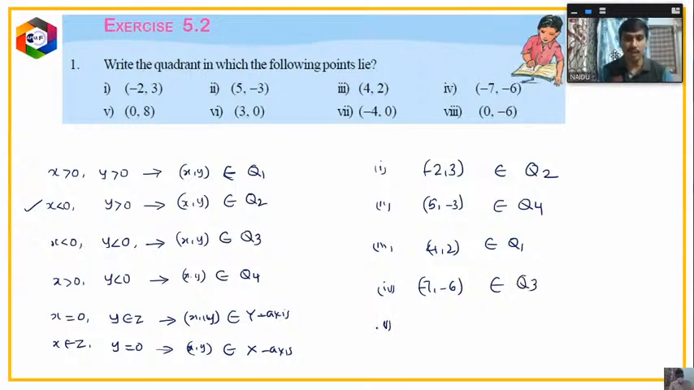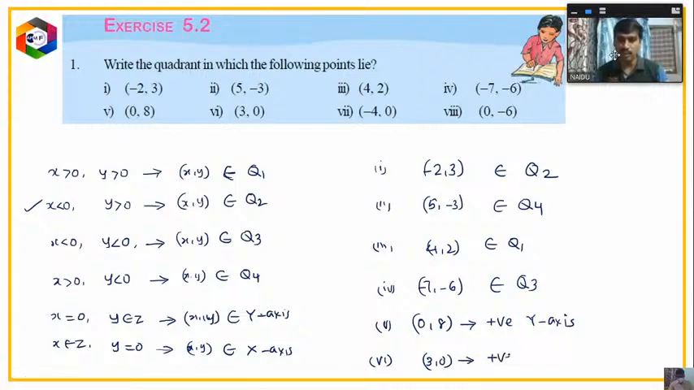And the fifth point, let us write 0 comma 8. Let us observe here x value is 0. X is 0 means there is no x direction distance, that means it lies on the y axis, and y is positive, therefore positive y axis. So we can mention it like this, positive y axis. And the second one is 3 comma 0. Here there is x direction distance, but y is 0. Y 0 means there is no vertical distance along the y direction, so it lies on the x axis, and that too positive x axis.